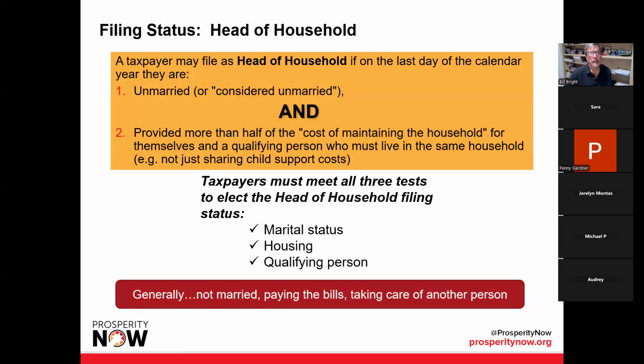So, head of household, again, these are single parent homes that we see a fair amount of. The taxpayer may file head of household if on the last day of the calendar year they are unmarried or considered unmarried, and we'll get to that notion in a minute. And they provide more than half the cost of maintaining the household for themselves and a qualifying person who must live in the same household, not just sharing the child support costs. So again, they must meet all three tests: marital status, housing, and a qualifying person.